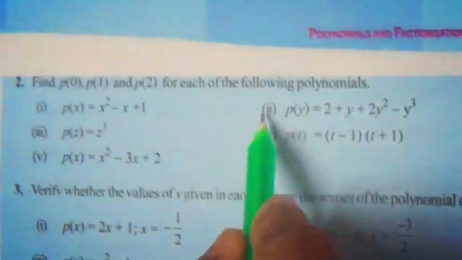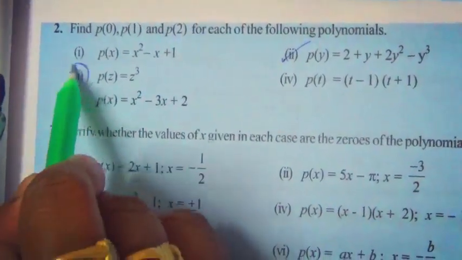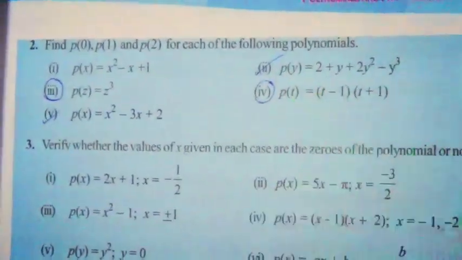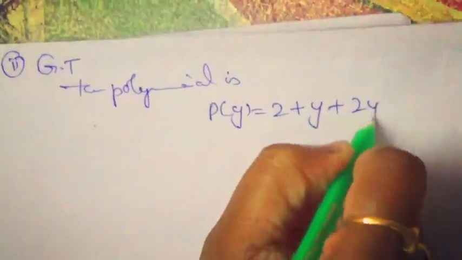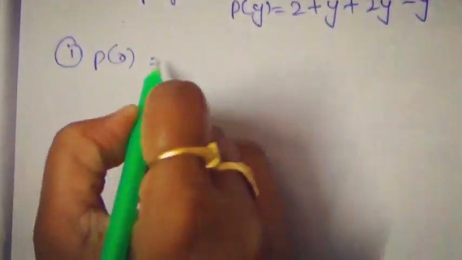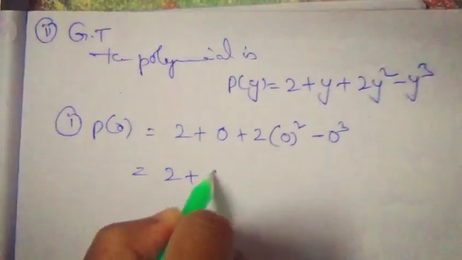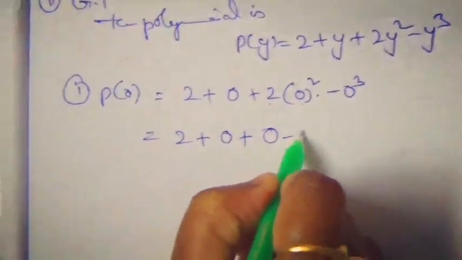Okay, now I'll explain this second one. The third one and fourth one you just do. So given that the polynomial is p of y is equal to 2 plus y plus 2y² minus y³. First one, p of 0: 2 plus 0 plus 2(0)² minus 0³. So 2 plus 0 plus, when you multiply 0 with any number, it will become 0, minus 0. That is equal to 2.